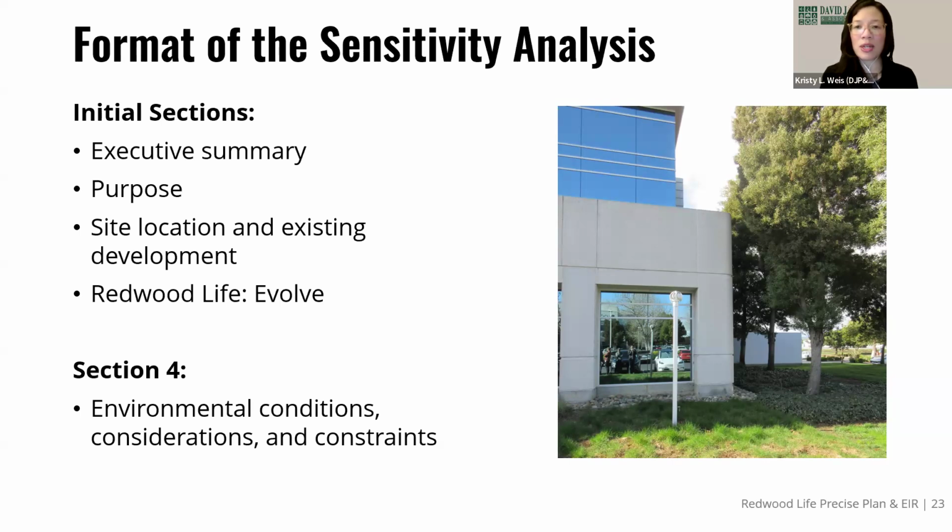The bulk of the report is in section 4, where the environmental conditions, considerations, and constraints are described. The analysis in this section 4 is based on site visits, technical reports, including peer reviews, and preliminary technical modeling, and the professional opinions of the city's environmental consultants and technical consultants. The resource areas discussed in section 4 are those anticipated to be addressed in the CEQA analysis. Next slide.